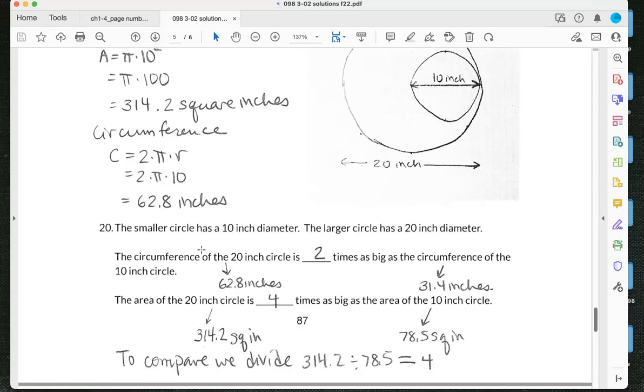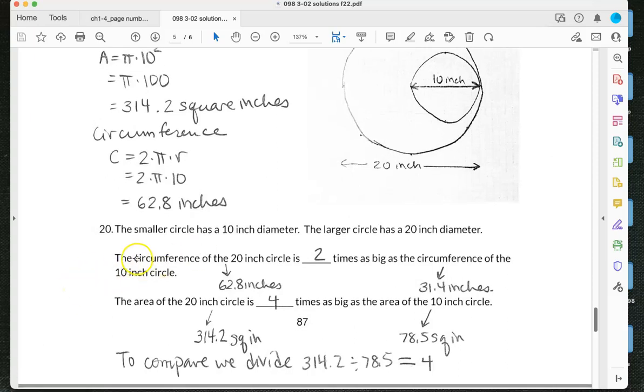And then at the end of this page, I just have you do a comparison. The circumference of the 20-inch circle is 2 times as big as the circumference of the 10-inch circle. But the area of the 20-inch circle is 4 times as big as the area of the 10-inch circle. So just keep this in mind if you're ordering pizza. A 6-inch pizza or a 12-inch pizza. If you double the diameter, you quadruple the amount of pizza.